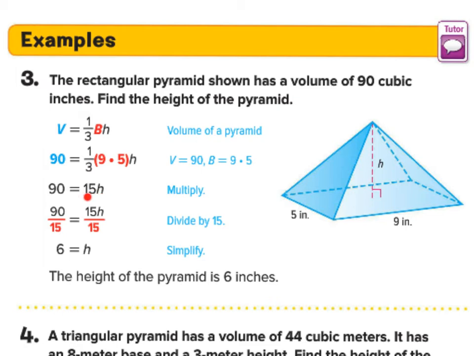So let's remove the 15 by dividing it on both sides, or simply by isolating the variable and inverting the operation and taking that 15 to the other side and dividing it on the other side, as we've done in class. So when you do that, it gets rid of the 15 on this side, so you're left with h, and 90 divided by 15 is 6. The height of the pyramid is 6 inches.